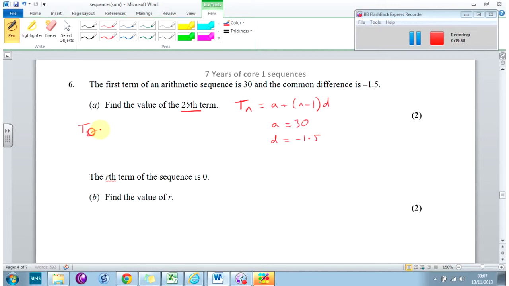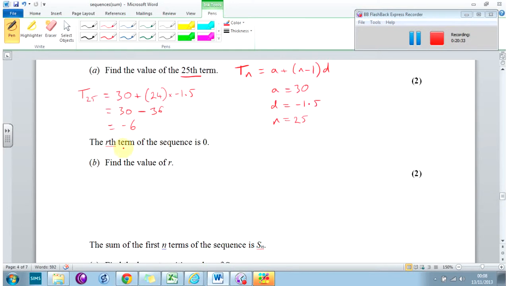T25. Oh yes, n of course is 25, isn't it? So we've got T25 is equal to 30 plus 24 times minus 1.5. How are you going to do that? Well, minus 1.5 is times 1.5. So first of all, it's going to be a negative number. 24 and another half of 24 is going to be minus 36. Because that's 24 and a half 24s, and that gives you minus 6.